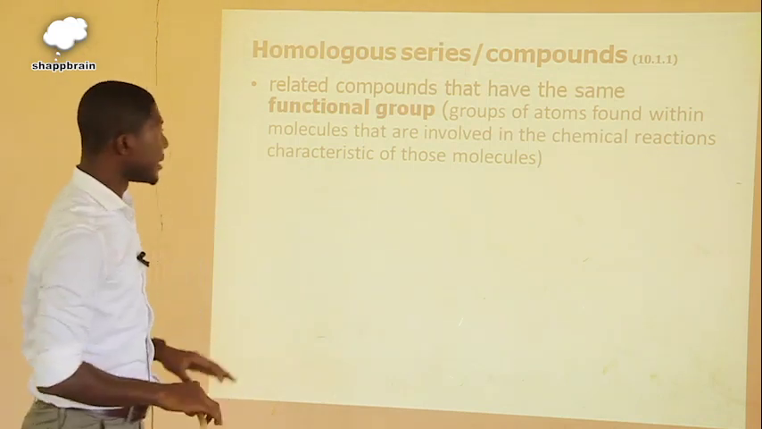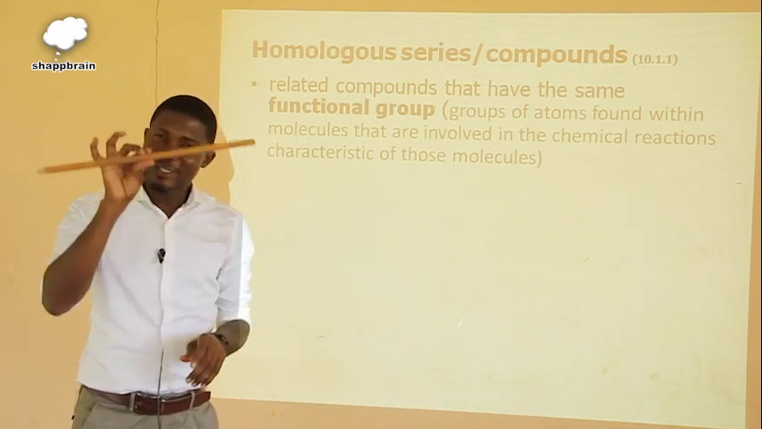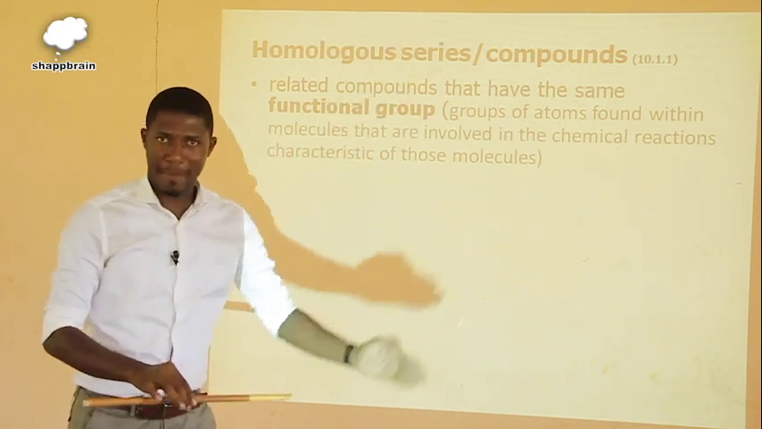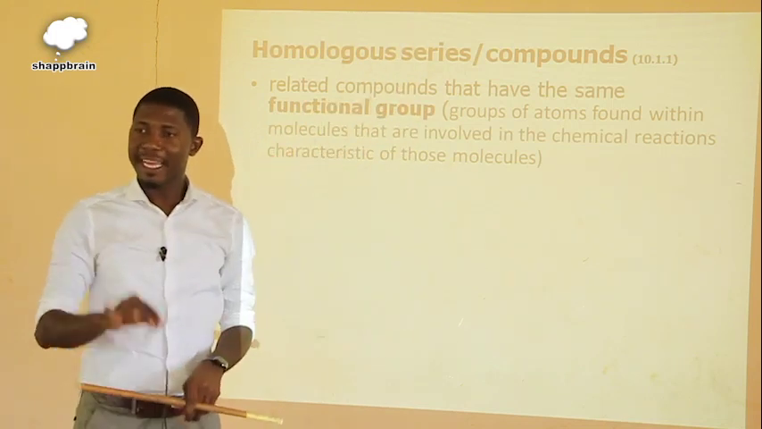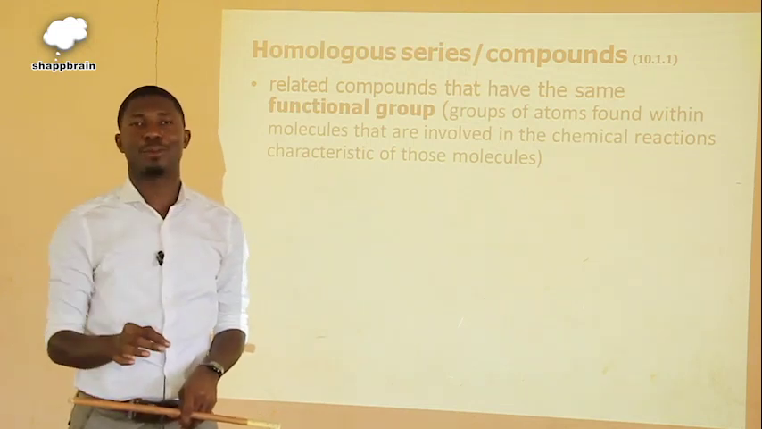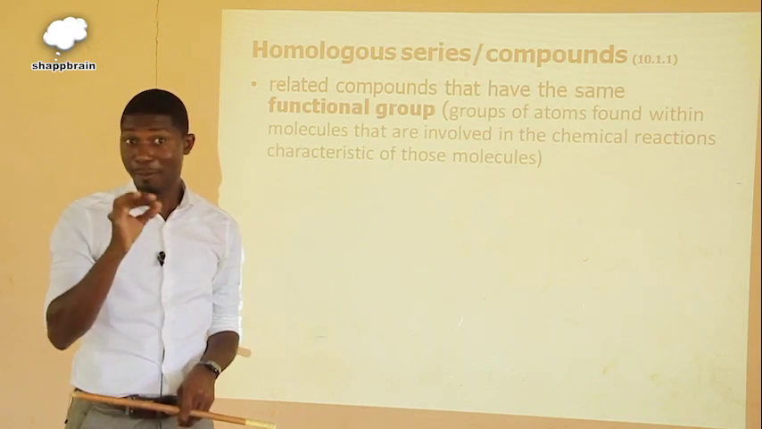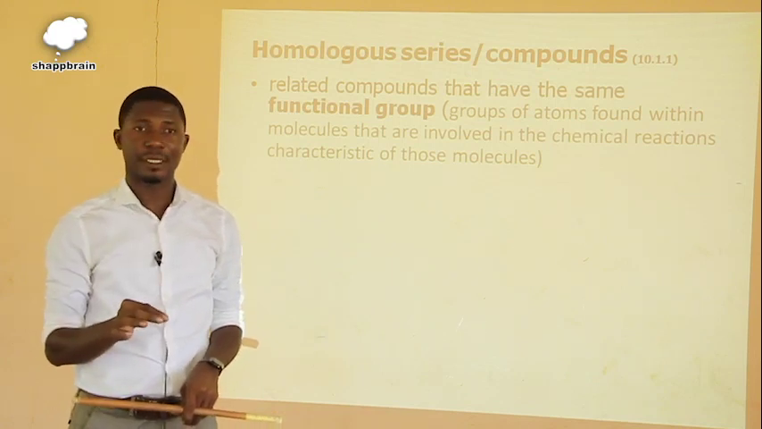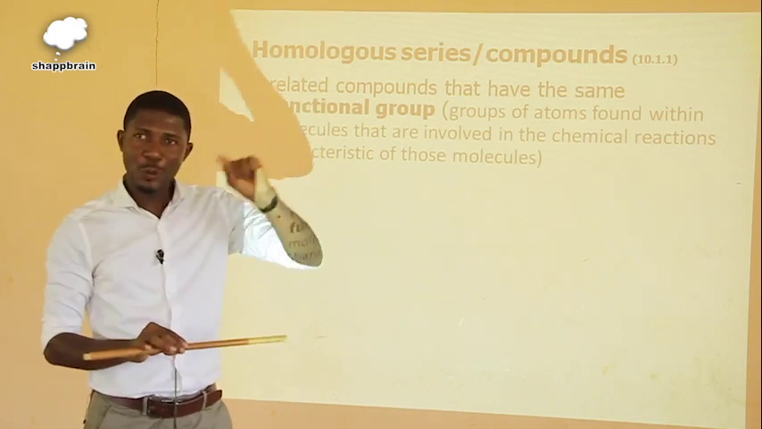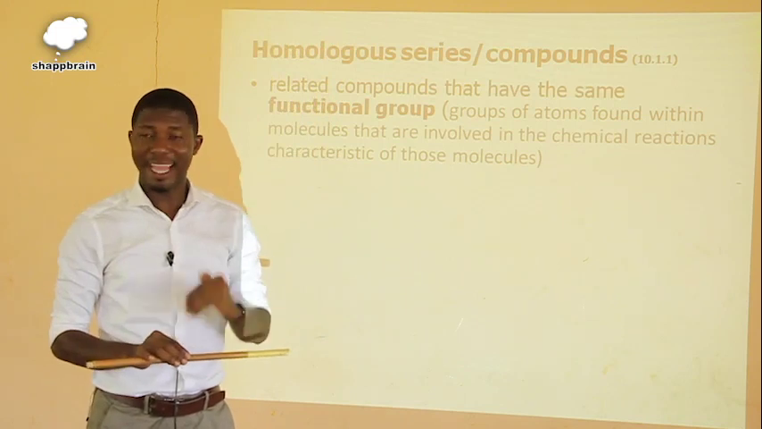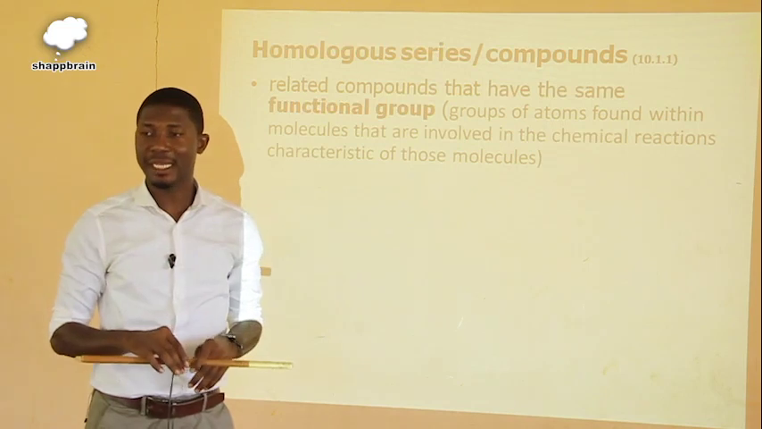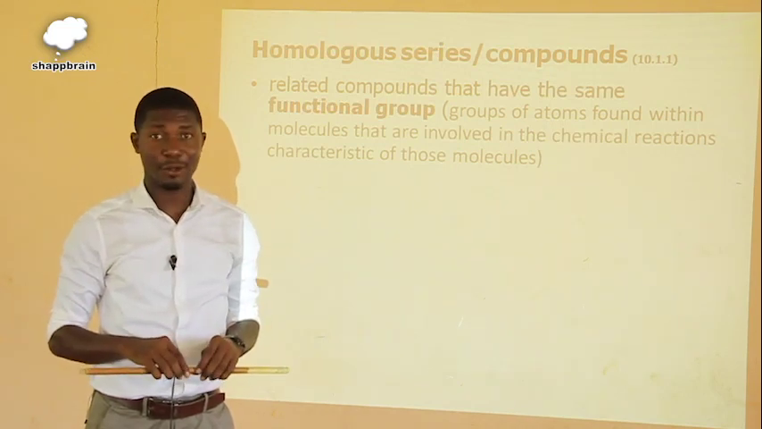Okay? Then it's also important to indicate that each member of a given series differs from the neighboring member, or just the next member, by a fixed mass of 14, or a CH2 group. That's a very important point we have to take note of. And so if the difference between two neighboring members of a series exceeds a fixed mass of 14 or is not CH2, then it cannot be considered a homologous series.